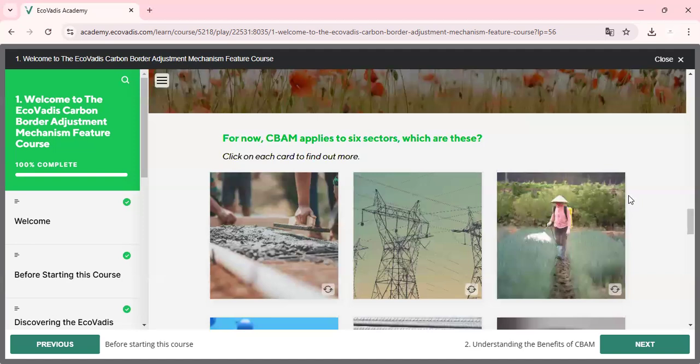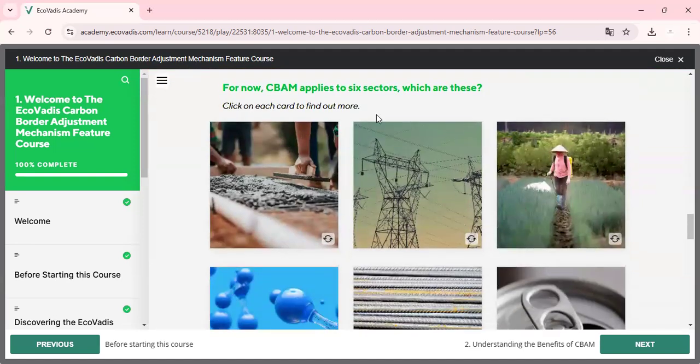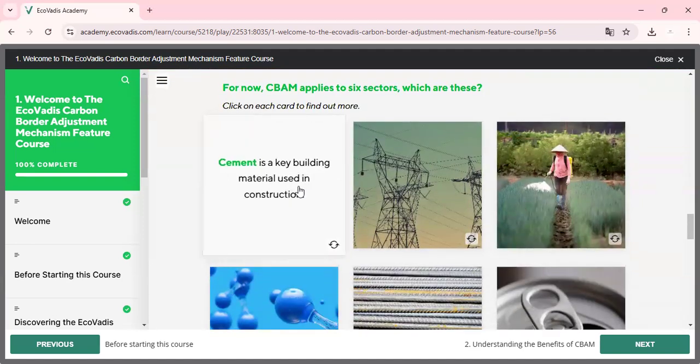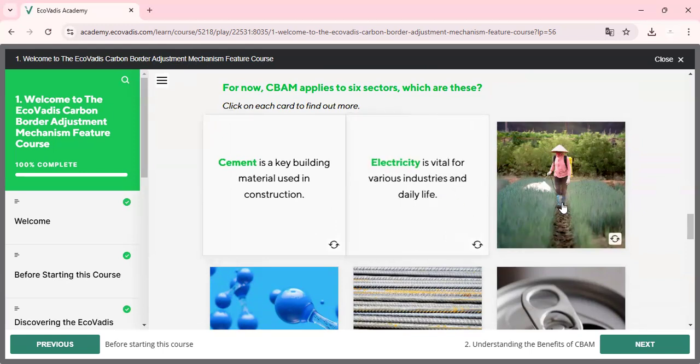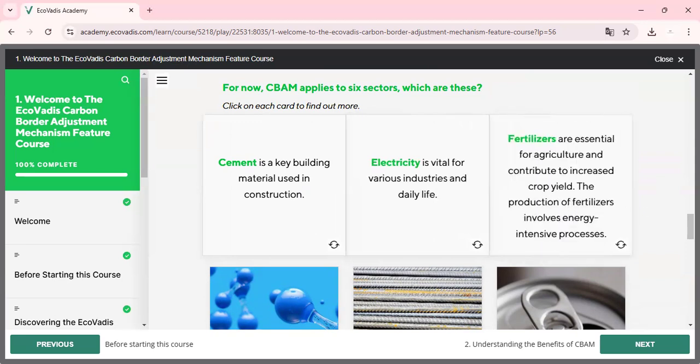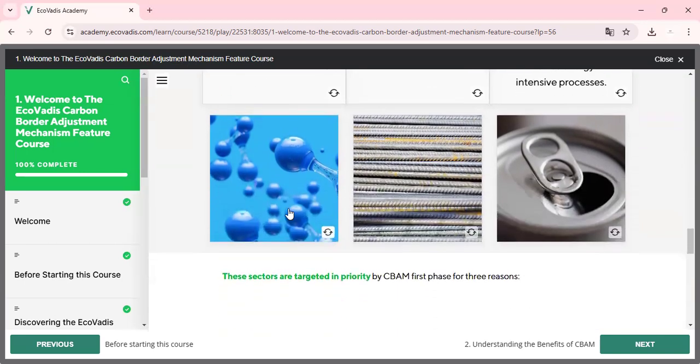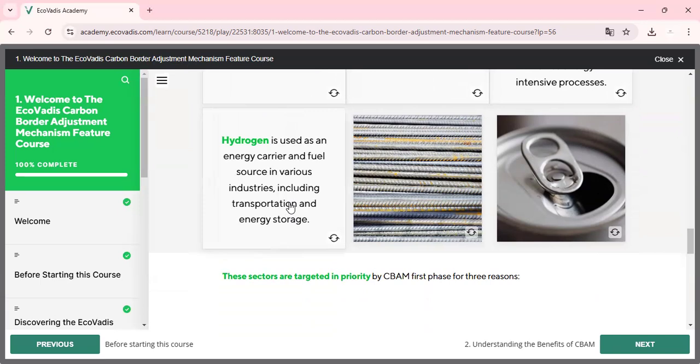For now, CBAM applies to 6 sectors, which are these. Cement is a key building material used in construction. Electricity is vital for various industries and daily life. Fertilizers are essential for agriculture and contribute to increased crop yield. The production of fertilizers involves energy-intensive processes. Hydrogen is used as an energy carrier and fuel source in various industries, including transportation and energy storage.